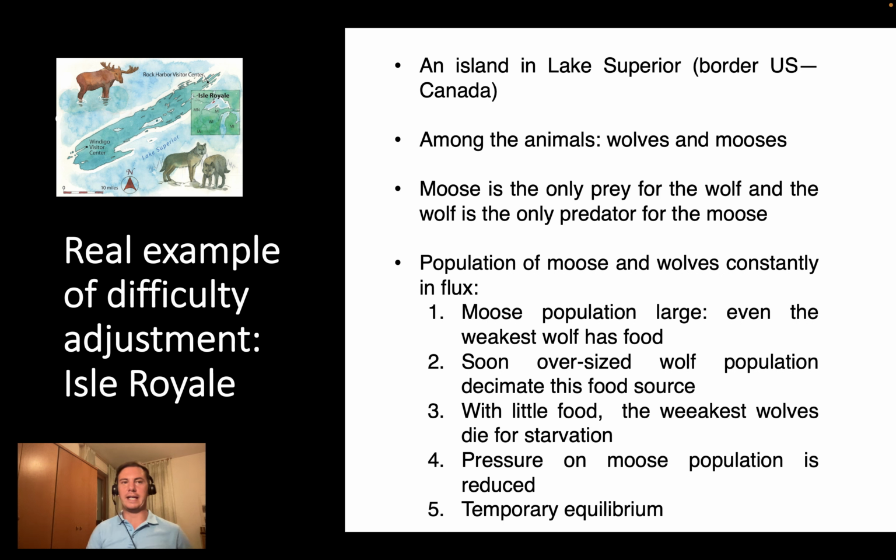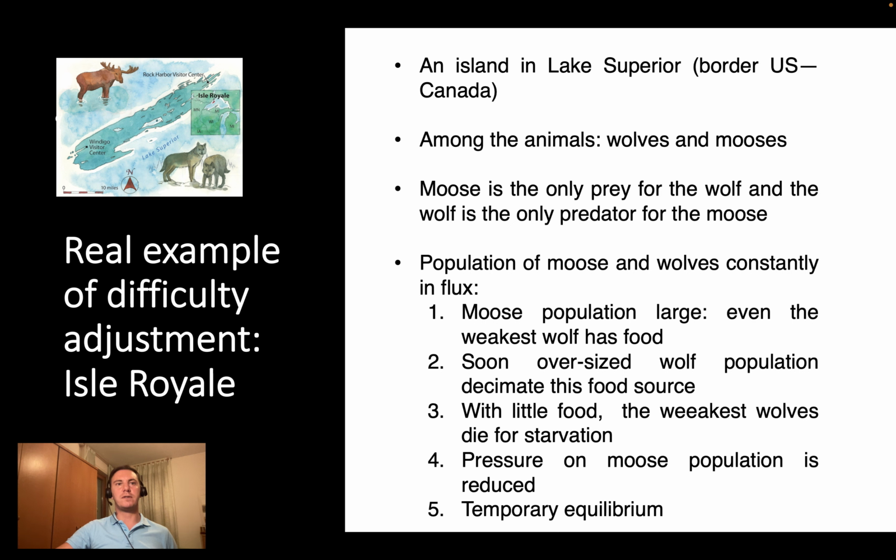Let's discuss the example. So we have discussed the difficulty adjustment in one of the lectures related to the blockchain. Now let's consider a real example present in nature: Isle Royale. Wolves and moose are amongst the only animals living on the island. The moose is the only prey available for the wolf, and the wolf is the only predator concerning the moose. The simplicity and isolation of this ecosystem makes it a perfect laboratory for studying ecology.